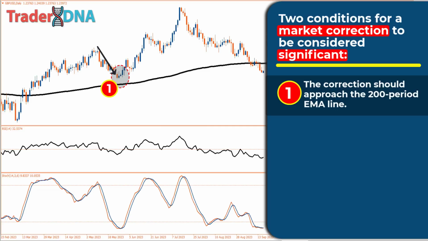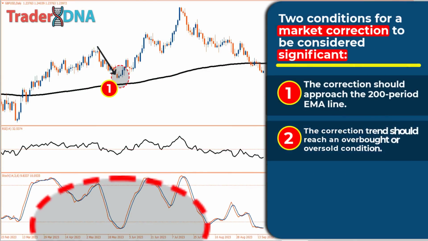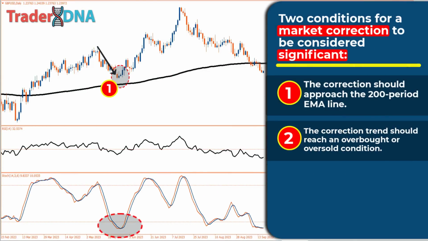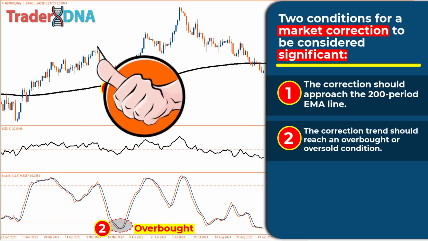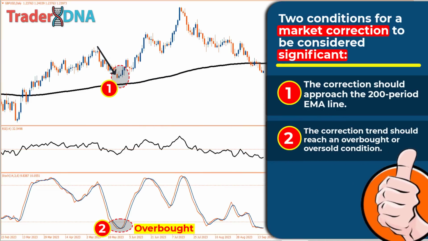However, if the correction trend successfully gets near the 200 period EMA line, it means you have a special opportunity to enter the market and potentially gain significant profits. To do this, you need to proceed to the next step. Second, the correction trend should reach an overbought or oversold condition. As I mentioned earlier, when the price is in an oversold or overbought condition, there's a high likelihood of a substantial price reversal. After following all of my explanations, you should now be feeling more confident that everything you need to secure the best prices is within your grasp.